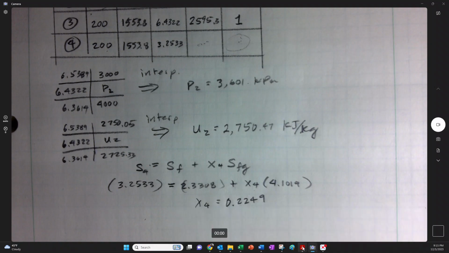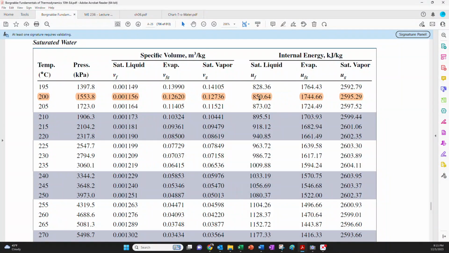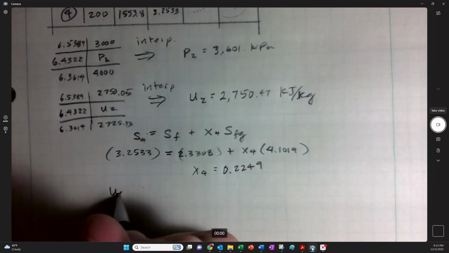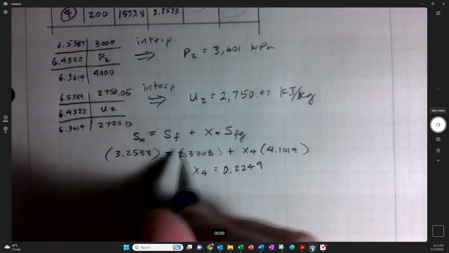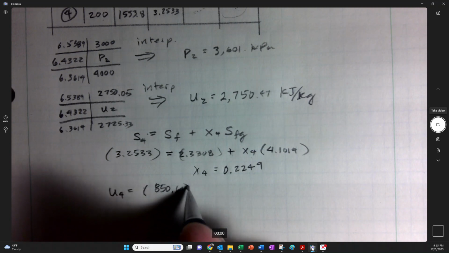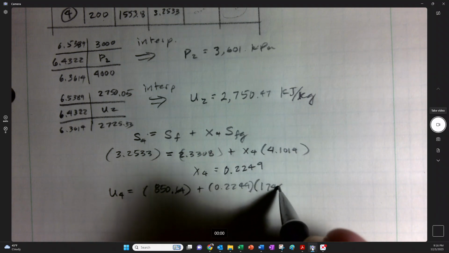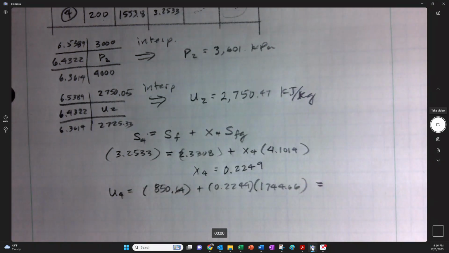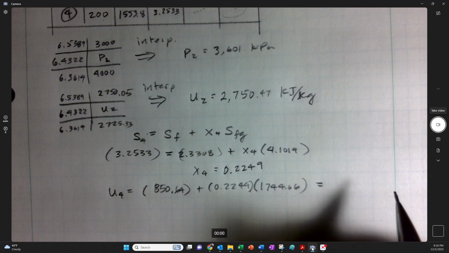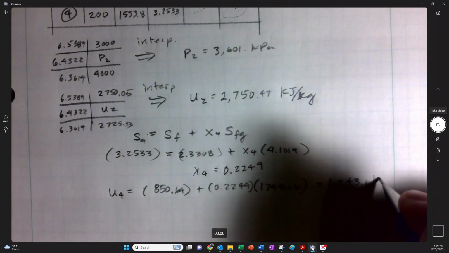And the next thing I want to do is now use that to find what the internal energy is going to be. And that's going to be back up here. So the internal energy is UF 850.64, UFG 1744.6. So U4 is equal to, I'm not going to bother writing the equation down, 850.64 plus 0.2249 times the UFG, which was 1744.66. And so that should equal, where'd you go? I think it's 1,243.1 kilojoules per kilogram.